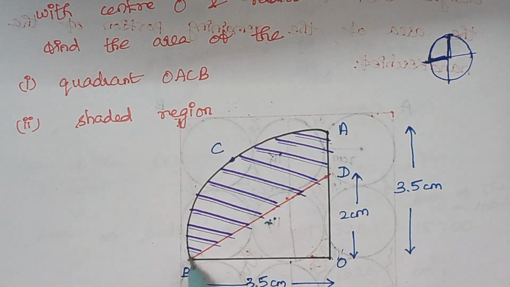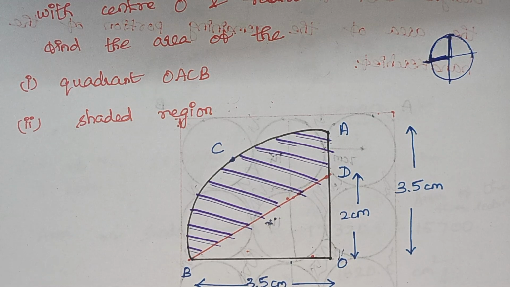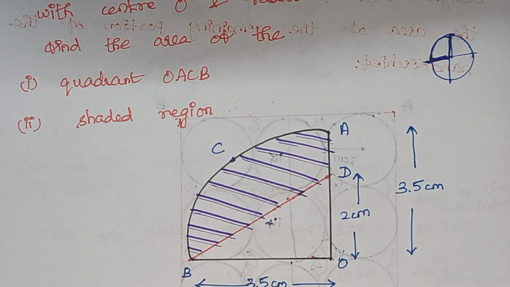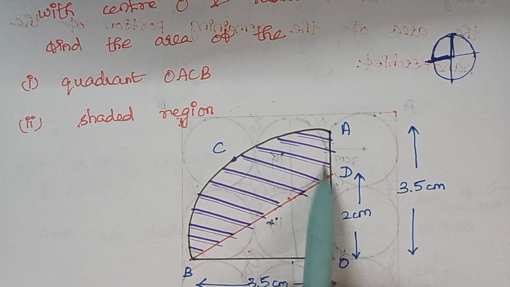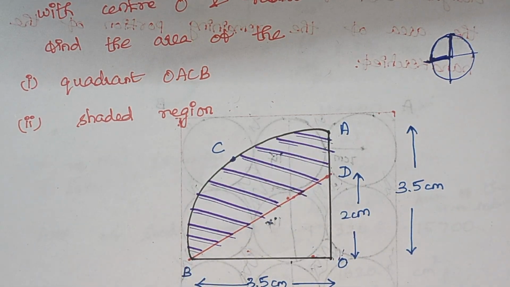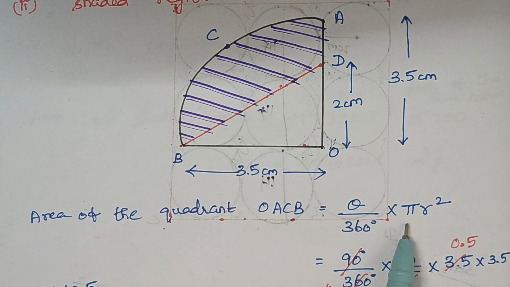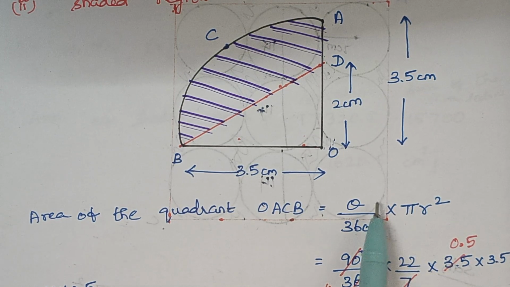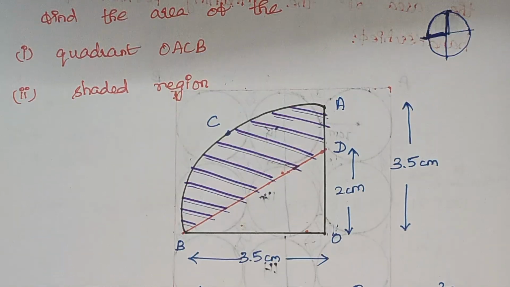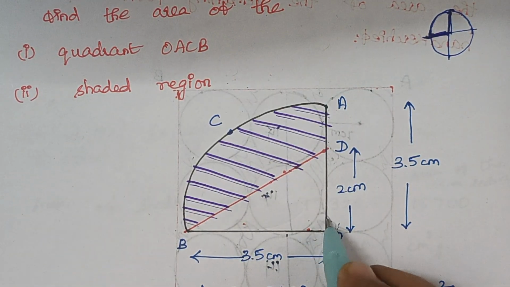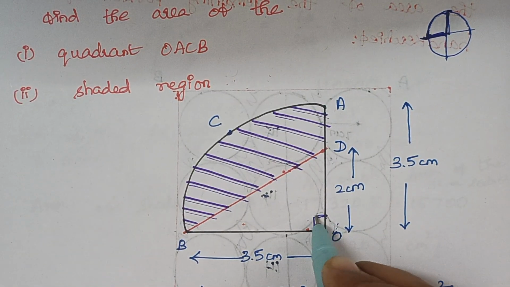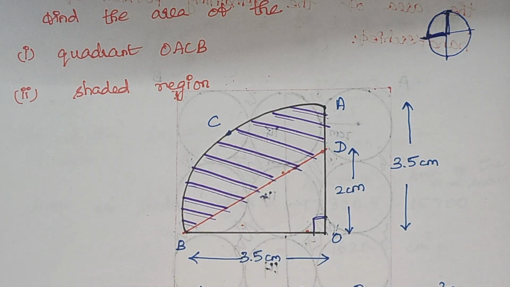This OACB. The area of the quadrant is nothing but a sector, right? Because we have two radii and the corresponding enclosed part. So it is given by the formula theta by 360 degree into pi r square. What about the value of theta here? It is a perfect L shape and here the angle is 90 degrees.